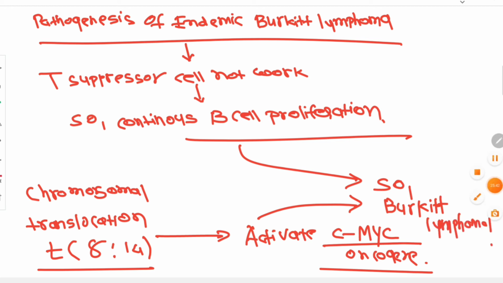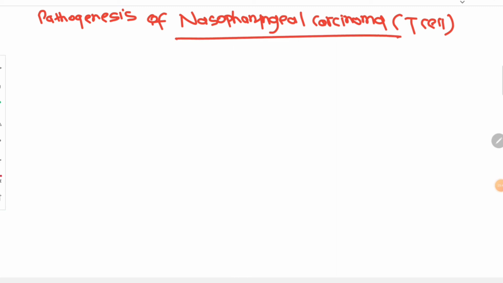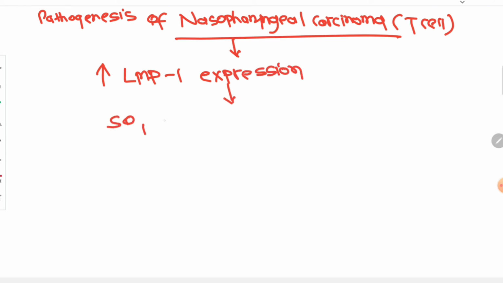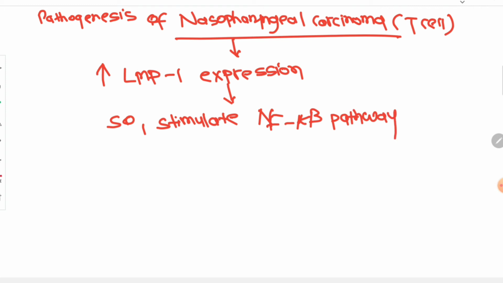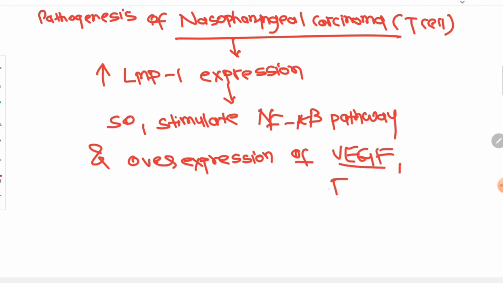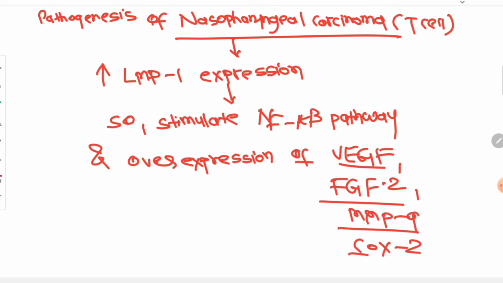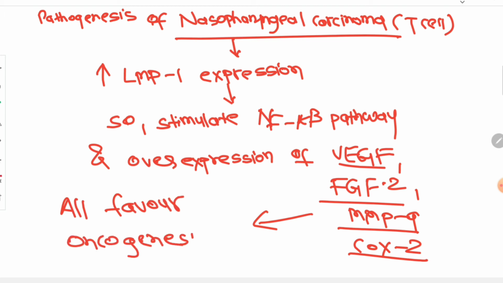Alright. Now let's see the pathogenesis of nasopharyngeal carcinoma by EBV virus, that is of T cell variety cancer. So here obviously LMP expression is increased, so it will stimulate NF-kB and JAK-STAT signal transduction pathway. They will stimulate NF-kB pathway. But additionally, here there is an overexpression of vascular endothelial growth factor, fibroblast growth factor 2, then matrix metalloproteinase 9, and COX2. So because of overexpression of all that, it will favor the oncogenesis.